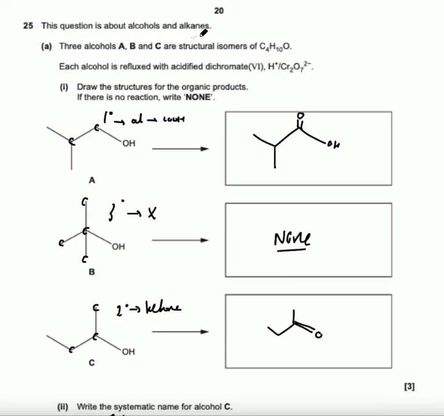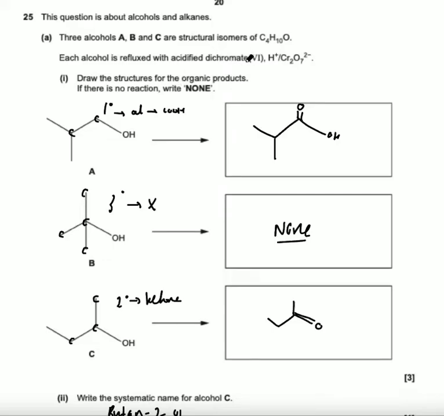This question is about alcohols and alkanes. 3 alcohols, A, B, and C, are structural isomers of C4H10O. Each alcohol is refluxed with acidified dichromate, and this is written over here. Draw the structures for the organic products. If there is no reaction, write none.